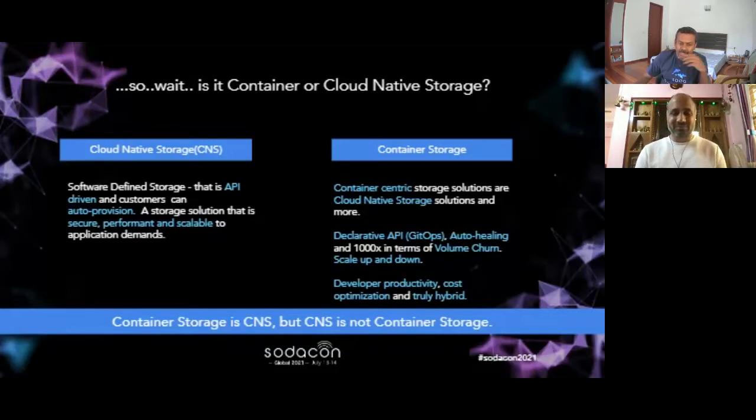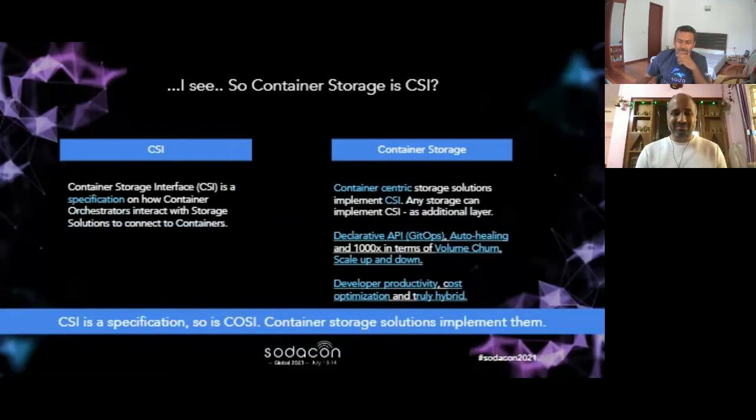So now this leads to one more question to answer. We talked about container storage and container native storage. Now that is where the CSI, Container Storage Interface, comes into play, right? So you have been working in Kubernetes, OpenEBS on CSI. So let's see the difference between these two also.